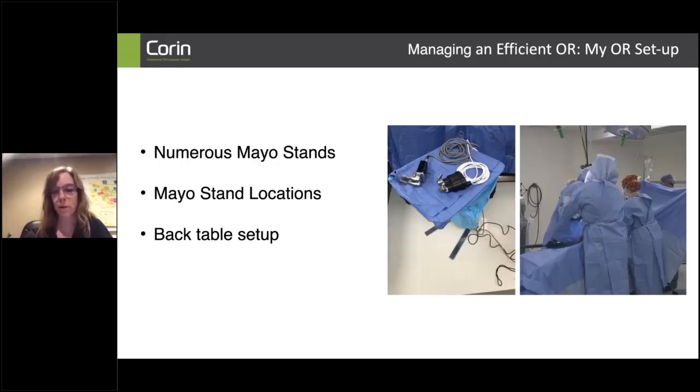The scrub tech will loop enough cord for the excursion needed by myself to take that instrument and bring it to the field, but it's clipped to the side of the Mayo with a loop such that I cannot pull contaminated cord up from the floor. There's enough cord left on the floor so that the Corin representative can grab the cord and attach it to the equipment as needed. The other important piece here is that this is a freestanding Mayo that at the end of the case, this can be taken away by the Corin representative, and he or she can start disassembling pieces and get them ready for reprocessing before we even finish the case. Now, of course, we do hope we have enough sets for every knee, but if there's a problem with sterilization or a problem with anything, we want to turn these over and have extras available just in case.